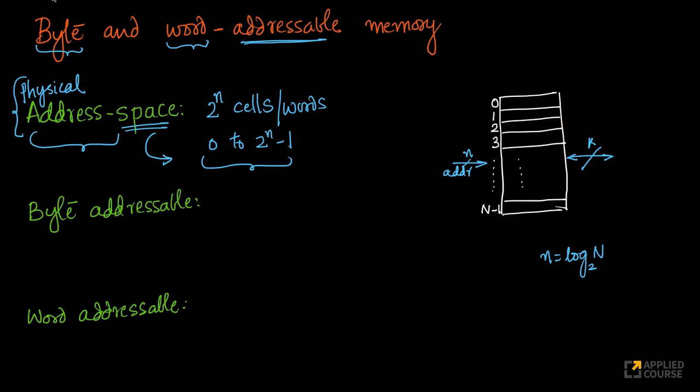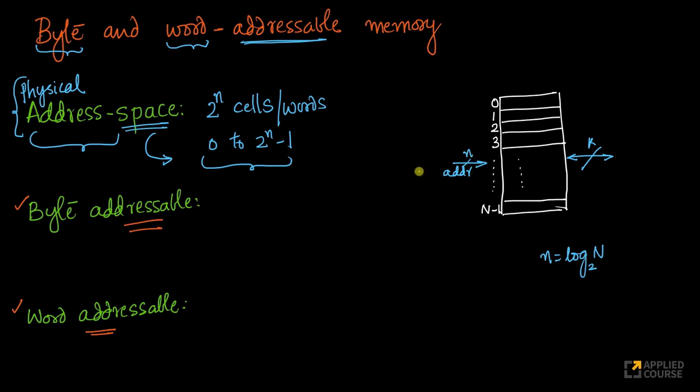The next concept is called byte addressability. Very simple concept actually. Let's take this example. I'll try to compare these two, byte addressability and word addressability, so that you understand this concept better. Imagine I have a memory chip with 0 to N minus 1 cells or locations, and of course small n equals log N base 2. This small n, or lowercase n, is the number of bits in the address.